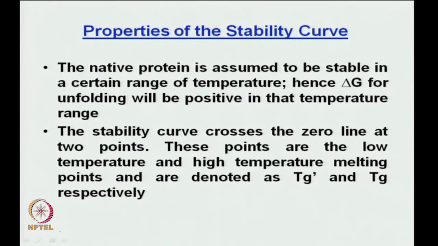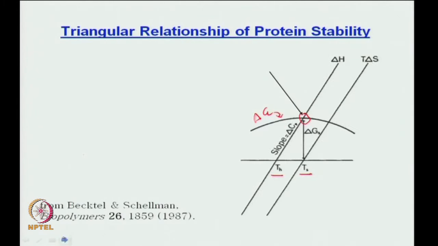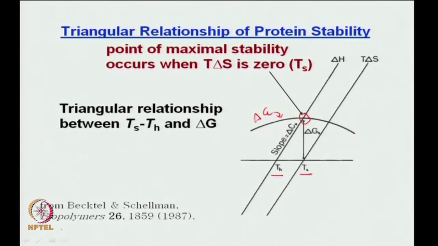Next is, as we said, that the stability curve crosses at 2 points. One corresponds to the high temperature melting point, the other corresponding to the low temperature melting point. So, this is again the triangular relationship which we were talking about. You can see that here the maximum stability corresponds to Ts, and the triangular relationship is between Ts, Th and delta G. So, there are 3. It is being referred to by a triangle of this form, and that is why it is called a triangular relationship.